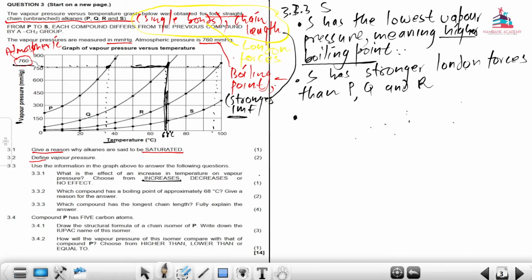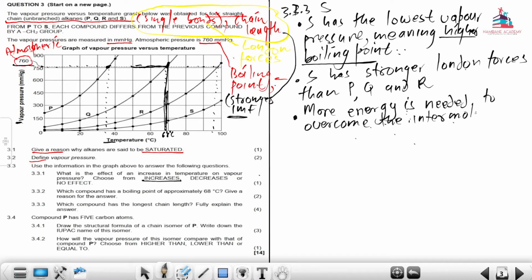Then the last bullet will be energy. We need more energy to overcome the intermolecular forces of S, and that is how you will be able to get your maximum of 4 marks: lowest vapor pressure, stronger intermolecular forces, more energy.